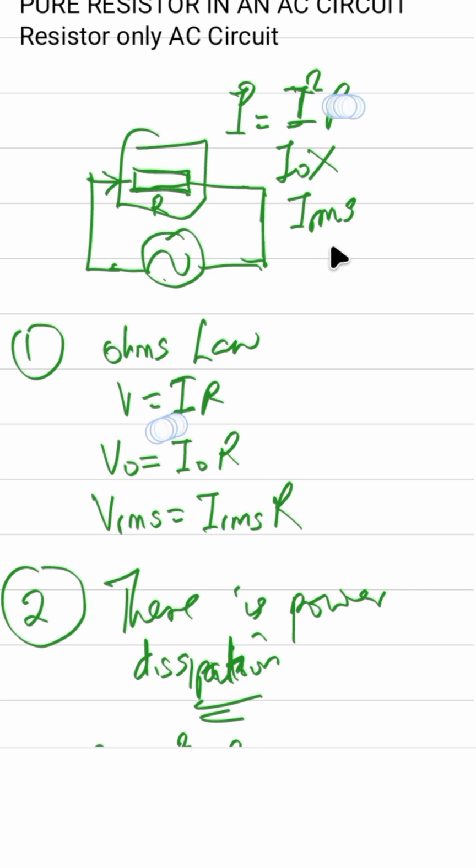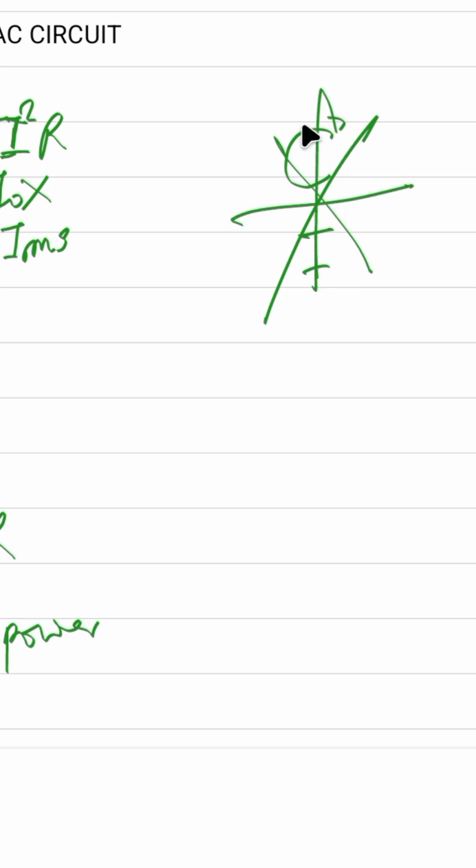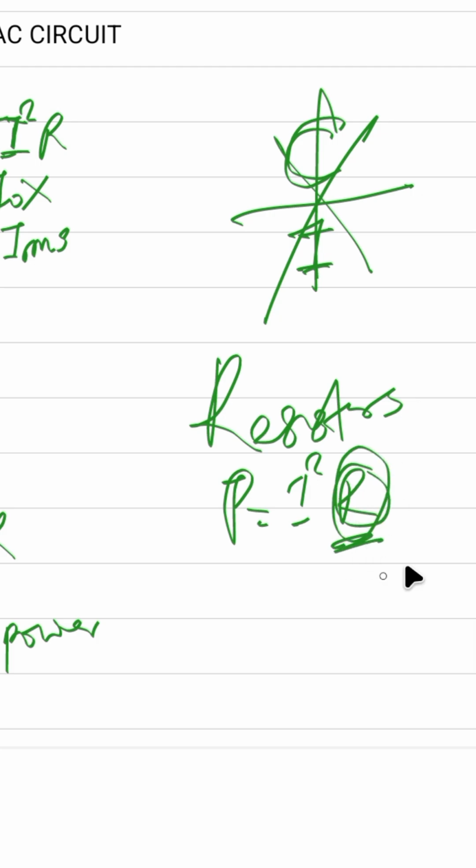Take note, a circuit that has only a capacitor or a circuit that has only an inductor, they do not dissipate power. There's no loss of power. No power dissipation in a circuit that contains a capacitor or inductor. It is only a circuit that contains resistors that there is power dissipation. Look at the formula for power. Power is I squared R. The R here is not capacitance, it's not inductance, it's only resistance. So the power dissipation depends on the resistance.